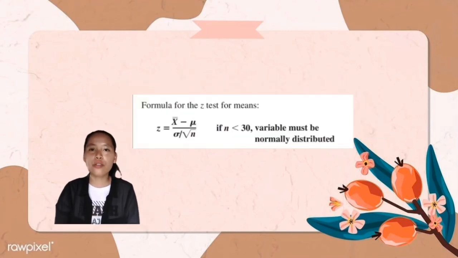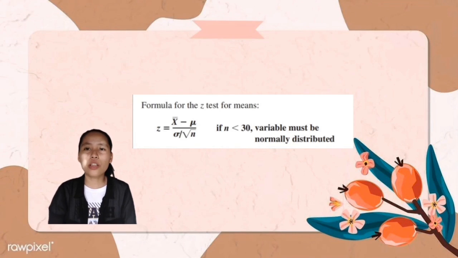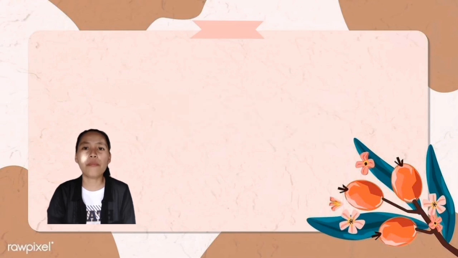Formula for the z-test for means: z equals sample mean minus hypothesized population mean, divided by the population standard deviation over the square root of the sample size, if n is less than 30. Variable must be normally distributed.